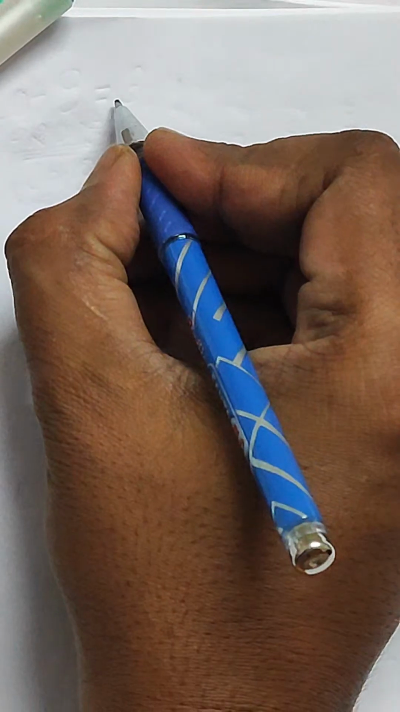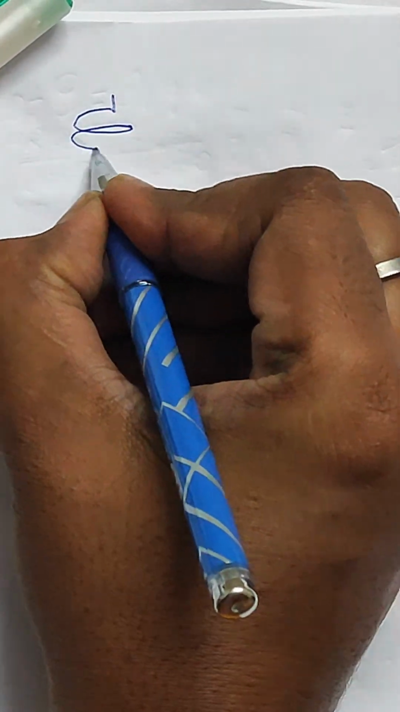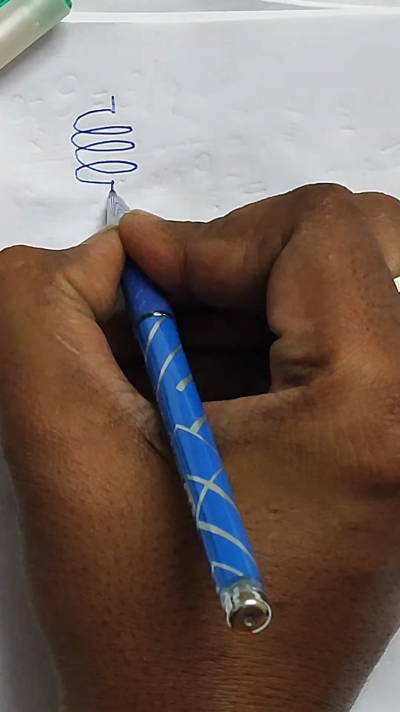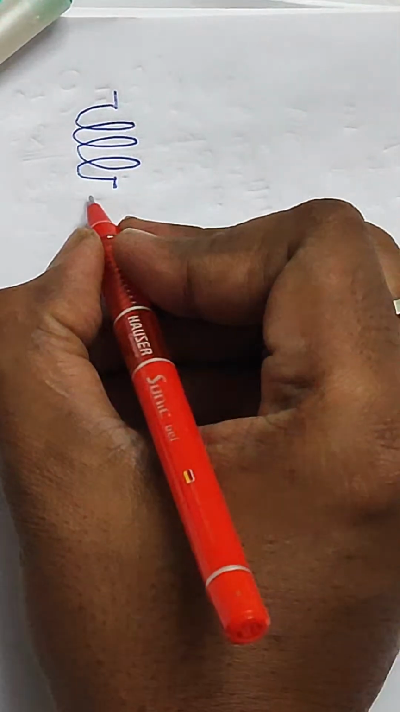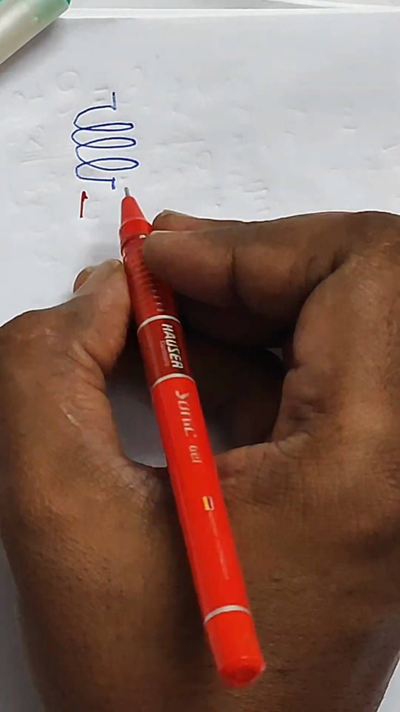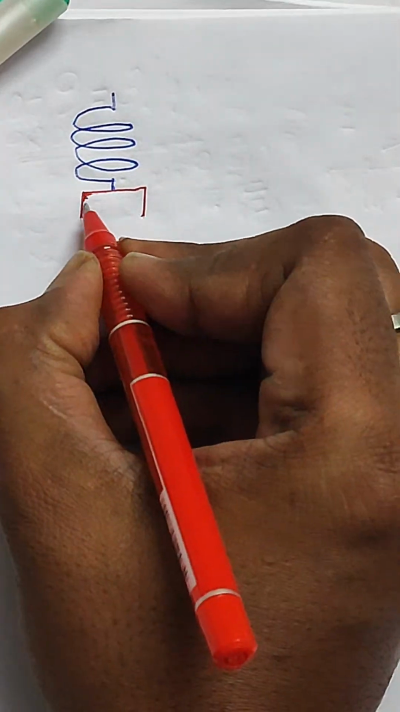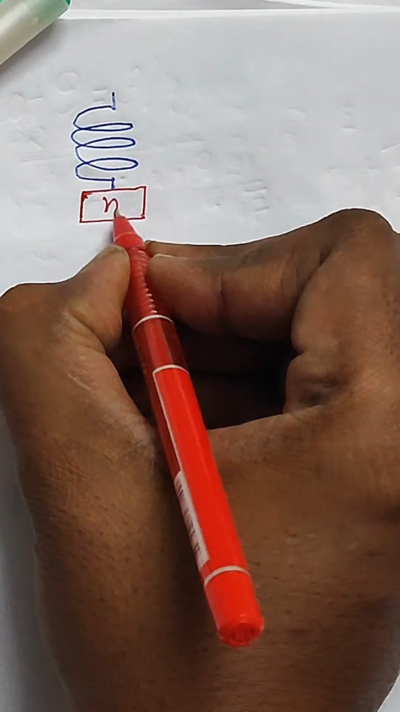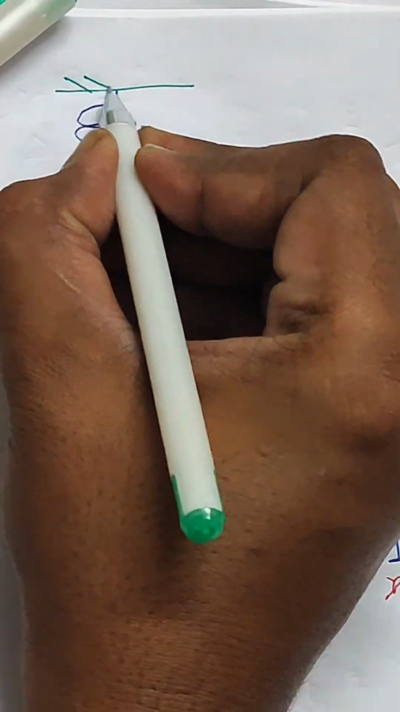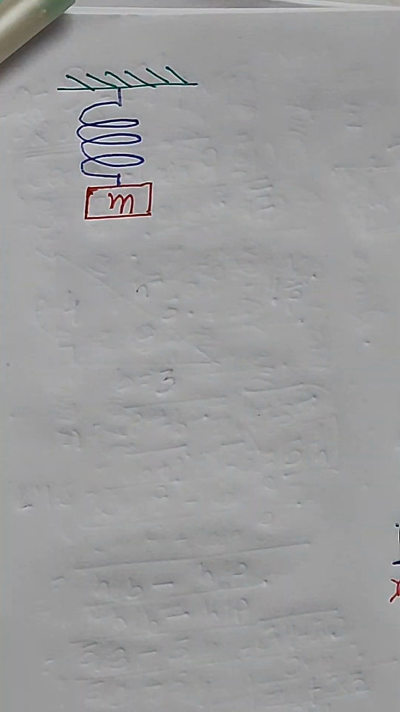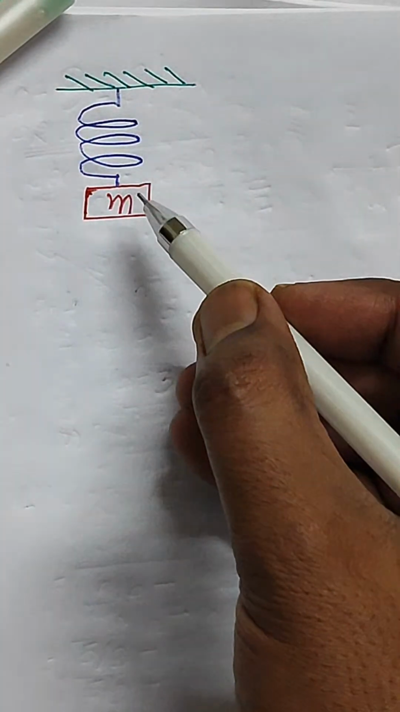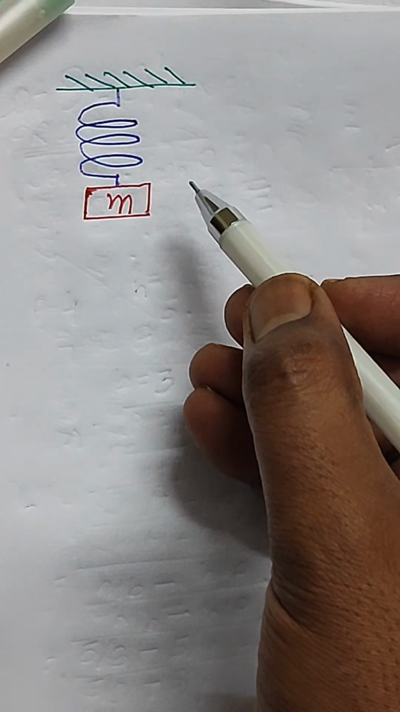So here it's given that a body is supported by a light spiral spring. Let's say this is the spring, and the body is supported over here, and the mass of the body is m, suspended through the spring like this, hanging from the roof. This is the spring, this is the mass, and it causes a stretch of 1.5 cm.